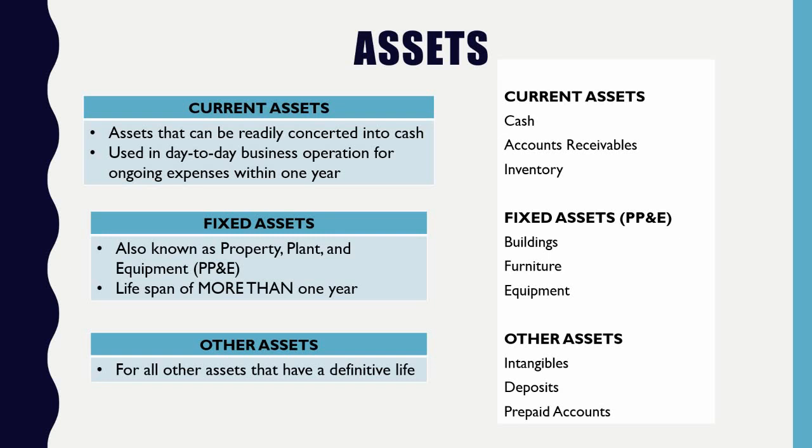Now, the next category is going to be a fixed asset. Fixed asset, also known as PP&E, property, plant, and equipment. Property meaning any land, your streets, your sidewalks, your parking lots. Your plant is going to be your building and everything that's inside your building. So your furniture, your desks, your lamps, your tables, your chairs.